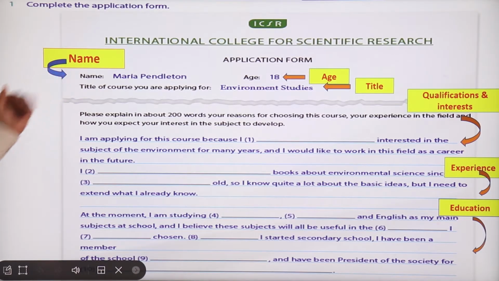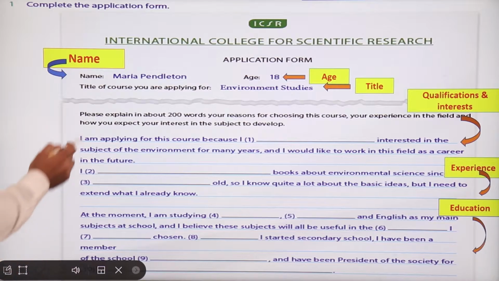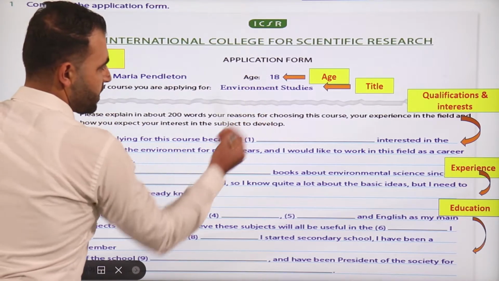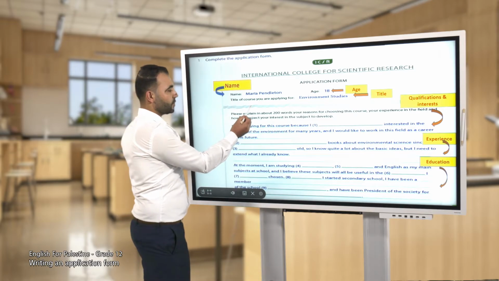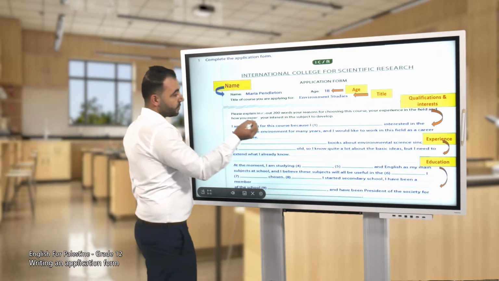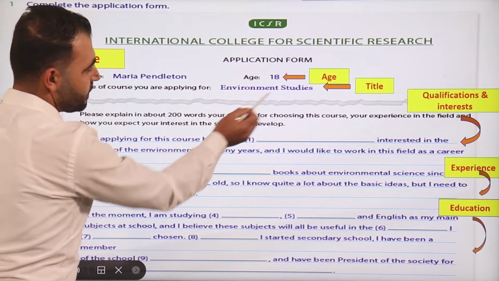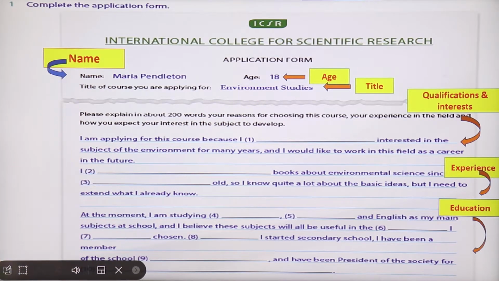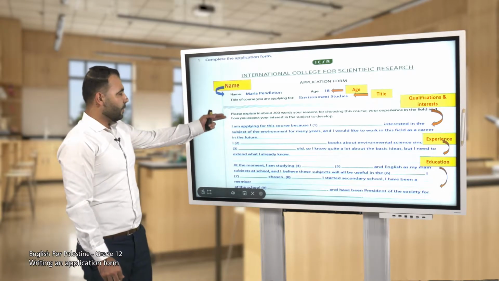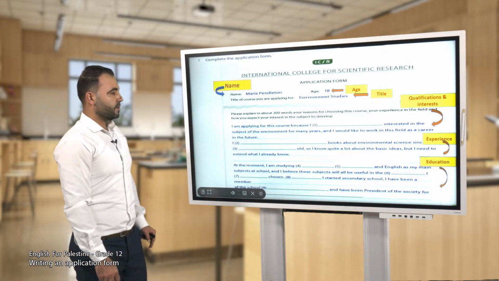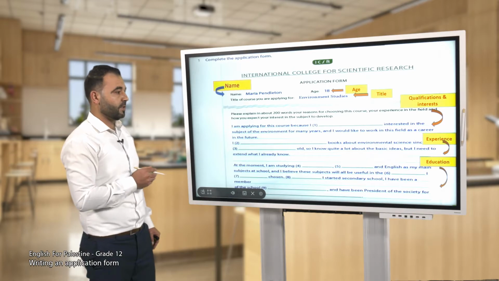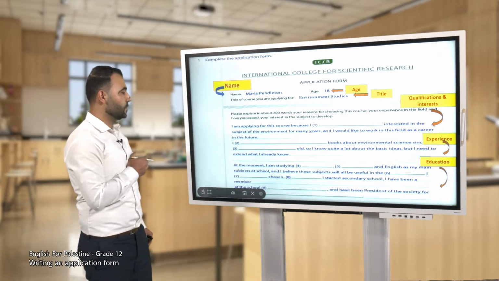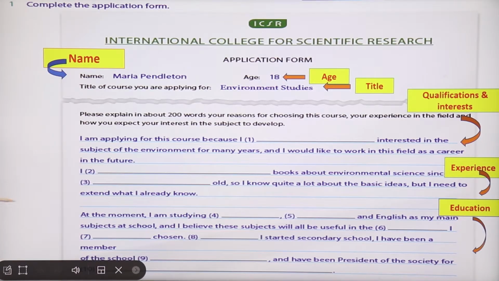We have the name, Maria Pendleton. The age is 18. And the title, the title of the course you are applying for, for example, Environment Studies. Then, now please explain in about 200 words your reasons for choosing this course, your experience in the field, and how you expect your interests in the subject to develop.